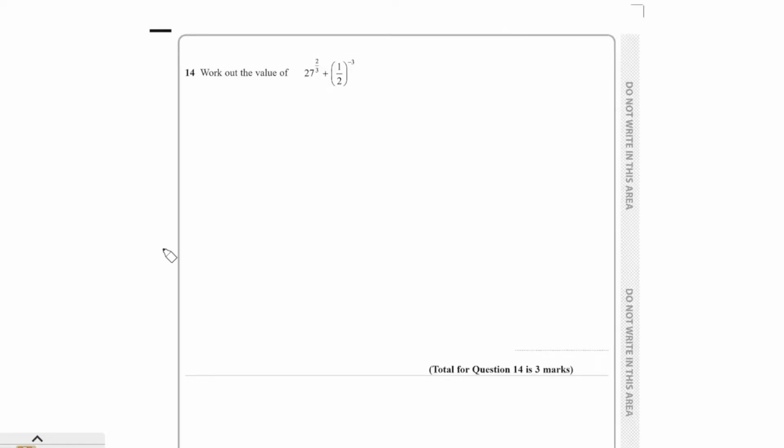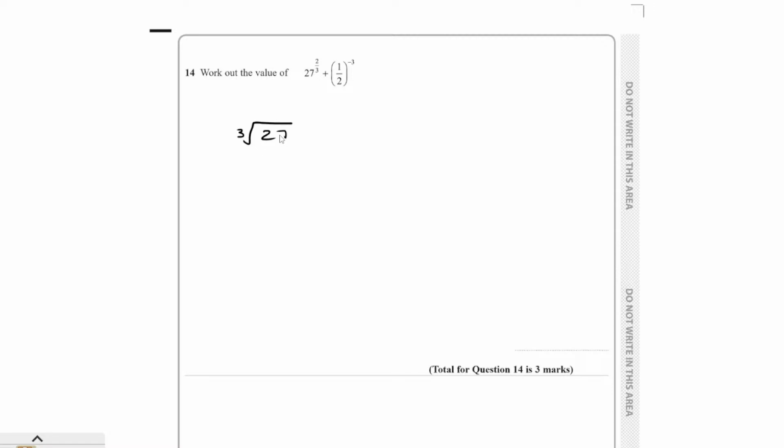Okay, question 14. This is a nice one if you've memorized how to do fractional indices and negative indices. Work out the value of 27 to the power of 2/3 plus a half to the power of -3. So this should be really easy. Just memorize exactly what to do. So fractional powers, we start off with the denominator, which is 3. That's the type of root. So that means cube root.